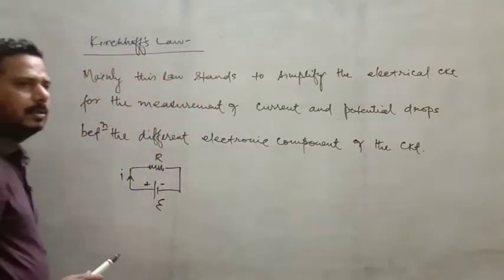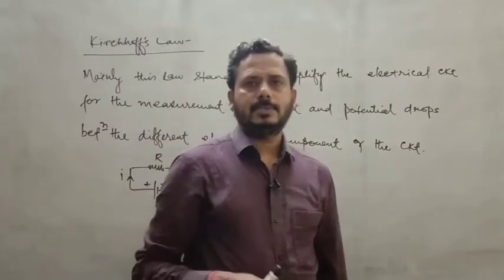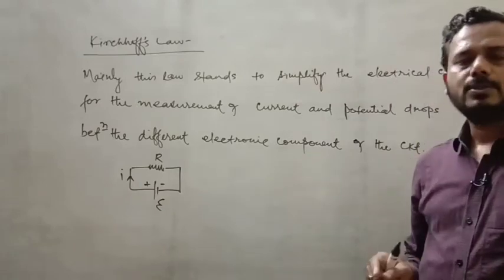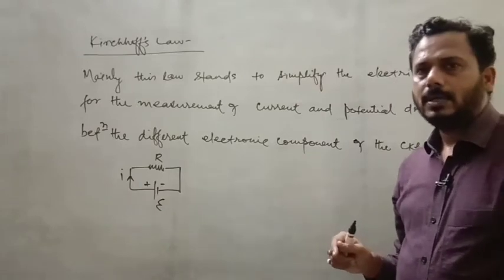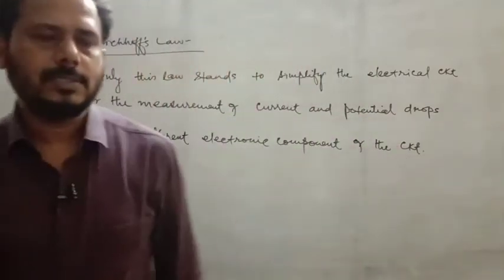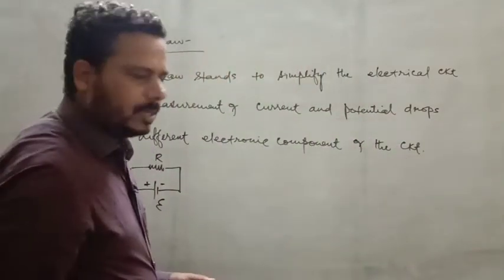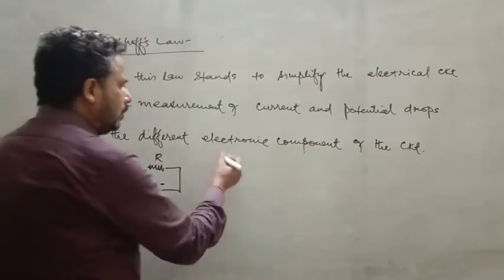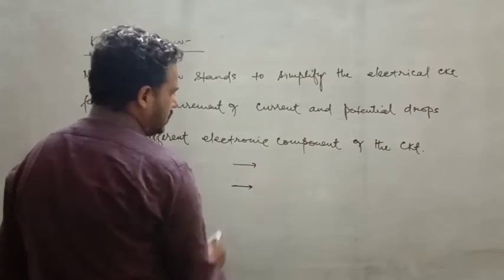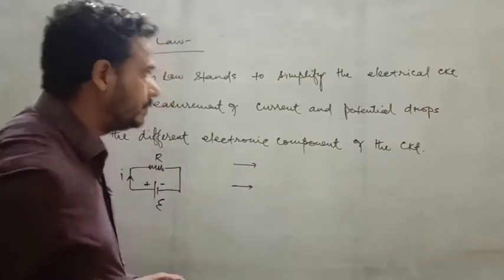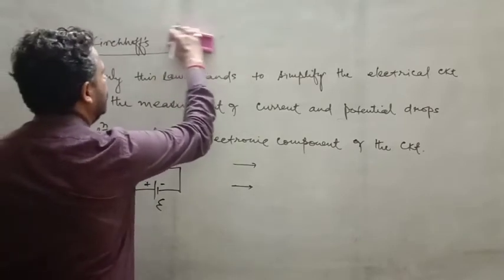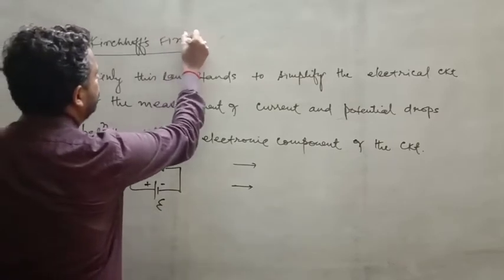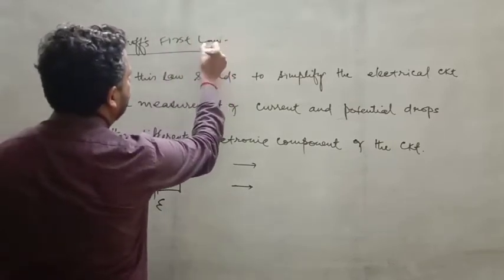So basically Kirchhoff's law is of two types. One is called the junction law, the second is called the voltage law, or mesh law, which we will discuss now. So you see here, you have two laws. The first one is called Kirchhoff's first law.